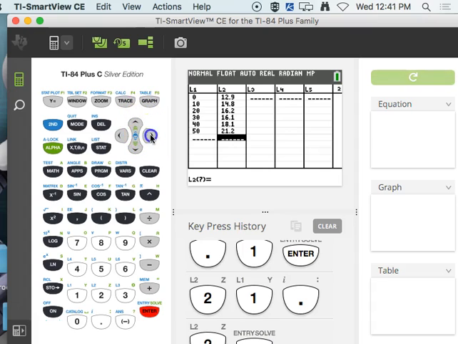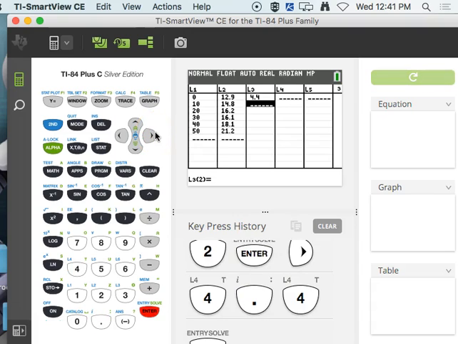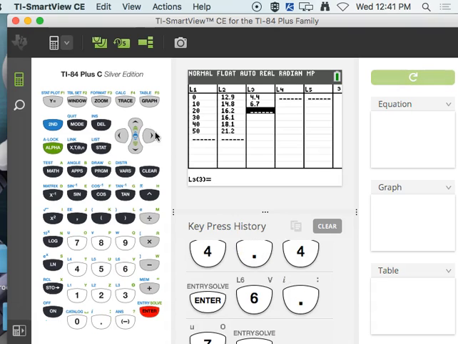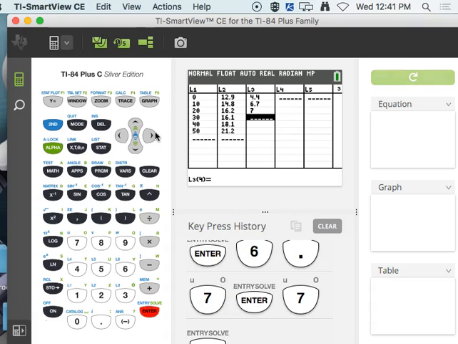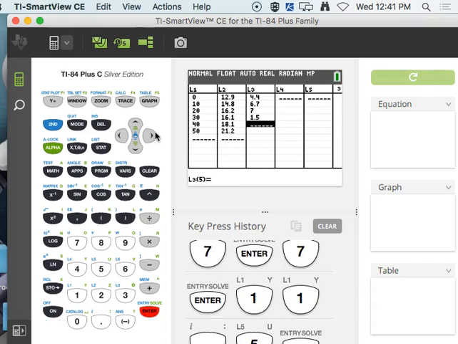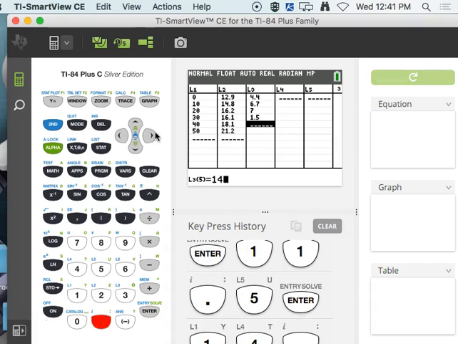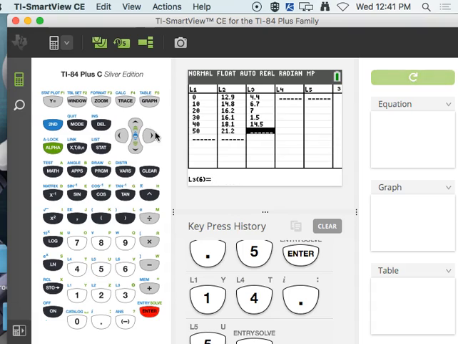And then arrow over one more time because we need Los Angeles. 4.4, 6.7, 7.0, but you don't need the 0, the calculator ignores it anyway. 11.5, 14.5, and 16.4.